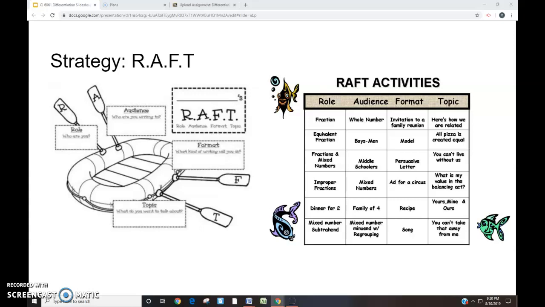Another differentiation strategy is RAFT, which can help students differentiate their writing. RAFT stands for the role of the writer, the audience, the format, and the topic and strong verb. Almost all RAFT writing assignments are written from a viewpoint different from the student's to another audience, rather than the teacher, in a form different than an ordinary theme.